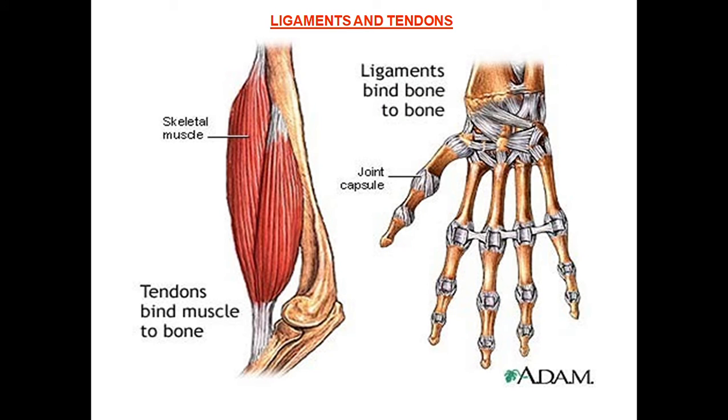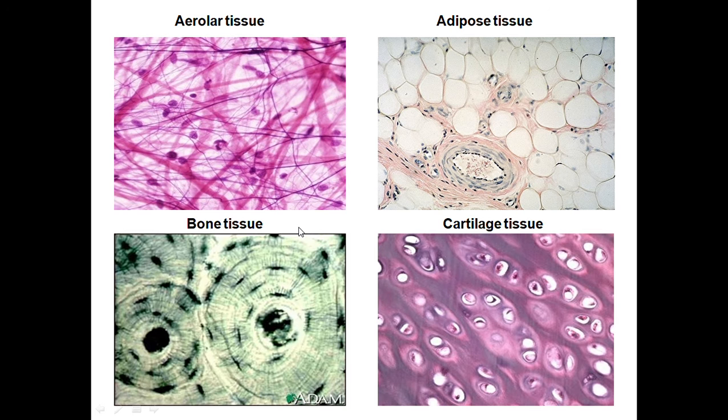See the structure of ligament and tendon. Ligaments are the connective tissues which connect one bone to another bone, and tendon is the connective tissue that connects the muscles to bones. These are the muscles and these are the bones, and the movement in the body is possible because of the connection of these muscles and bones. Then see the structure of other types of connective tissues. This is areolar tissue, adipose tissue, bone tissue, and cartilage.